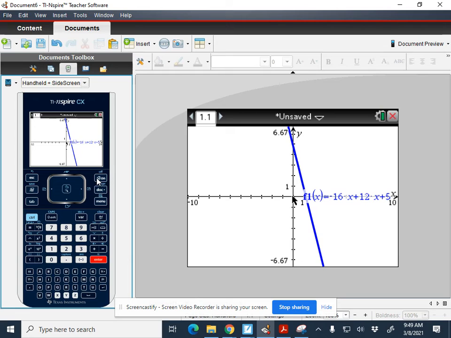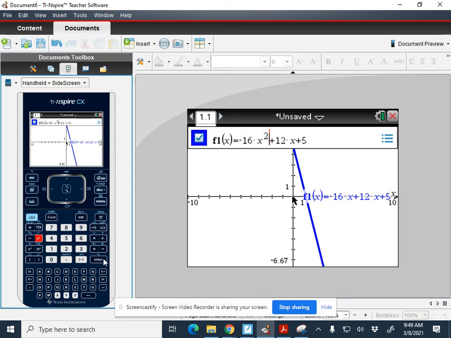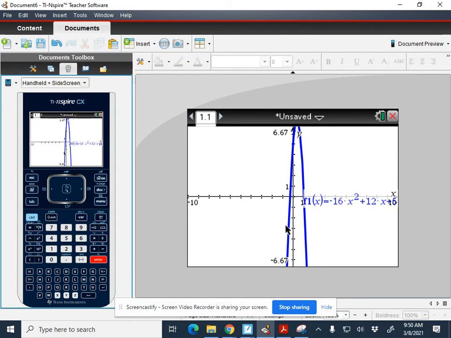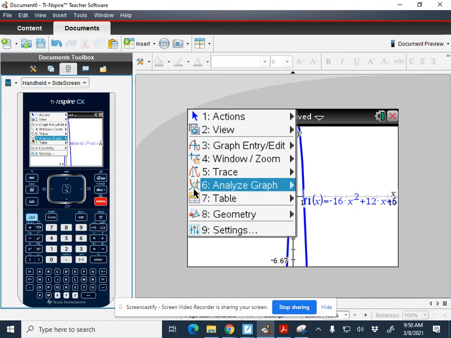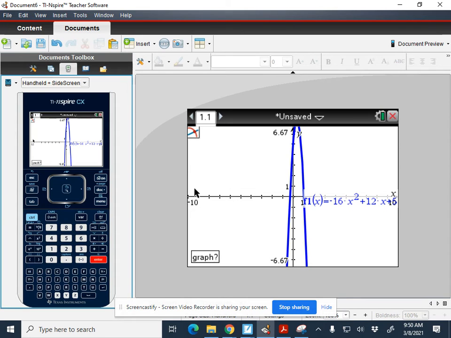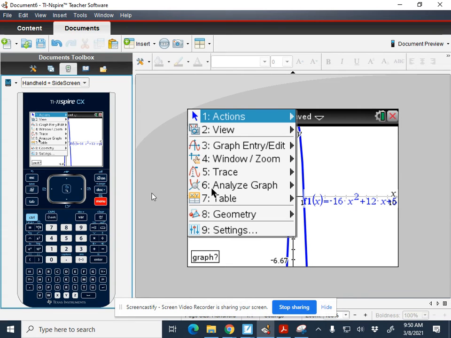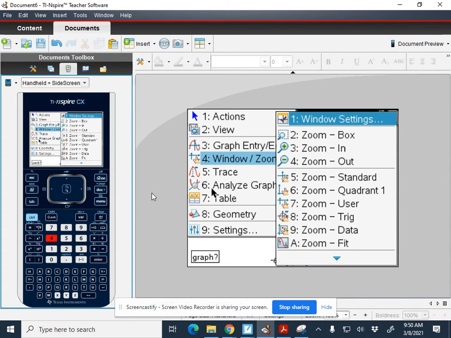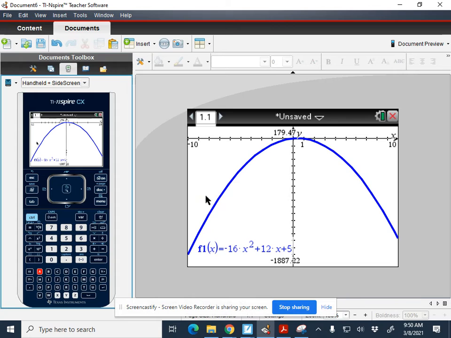And something went wrong for me. I did not square the x, so I'm going to go back up. If you make a mistake and you hit tab, you can go back up and fix it. And there's my graph. Now this one's a little nicer. I am going to go menu 4A and zoom in a little. And I don't like that it went so low.